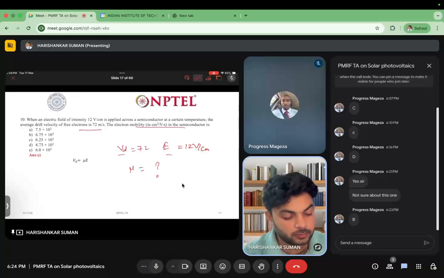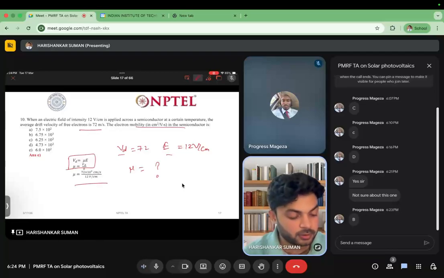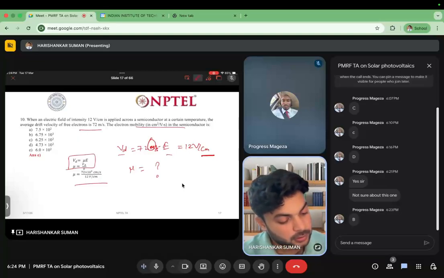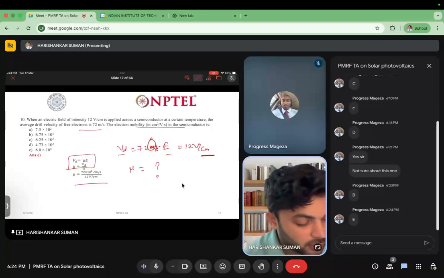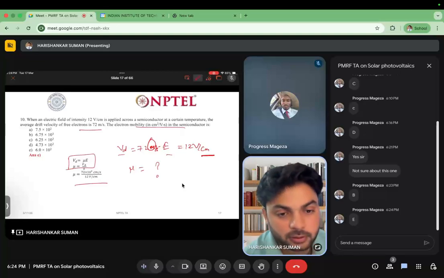So Vd equals mu into E. We can apply this formula and easily get the mobility. Just plug in the numbers, and please check the units also. The field is in volt per centimeter, the answer is asked in centimeter square, so you have to convert meter into centimeter.